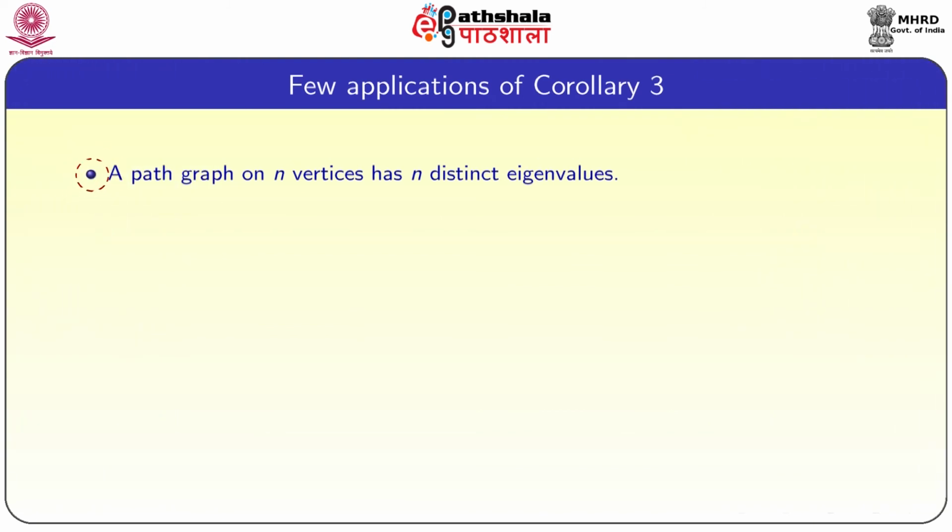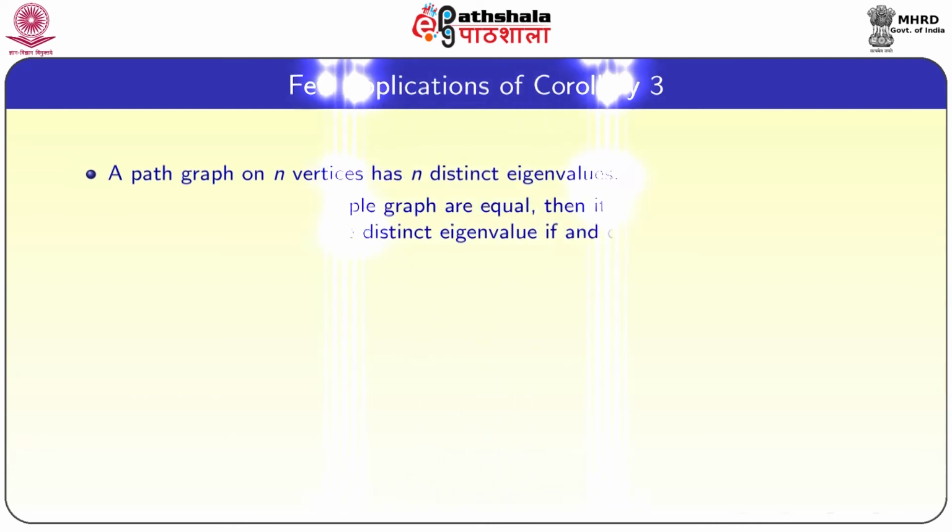So, the path graph on n vertices has n distinct eigenvalues. This is one of the nice applications of the previous corollary. As we already mentioned, we are going to use that corollary several times. Since for a path graph on n vertices the diameter is exactly n minus 1, a graph with diameter d will have at least d plus 1 distinct eigenvalues. So, the diameter of the path is n minus 1, and the path graph has at least n distinct eigenvalues.